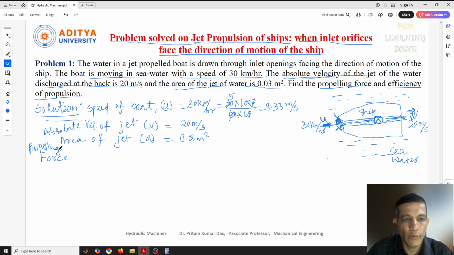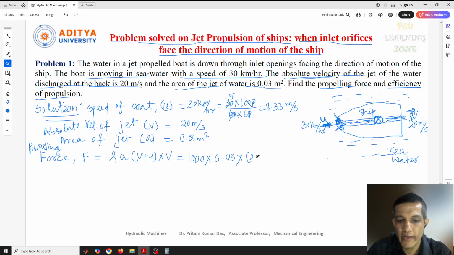The propelling force, we know the formula: F equals rho A (V plus U) into V. This is the formula we got in our last derivation lecture. Here rho is the density of the fluid. If it is not given, since seawater is somewhat different from normal water, you can consider the density of water directly. How much can we consider? It is 1000. Area is already given, 0.03, and this is V plus U.